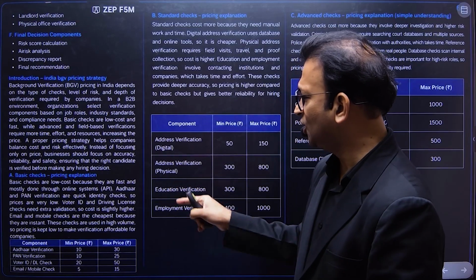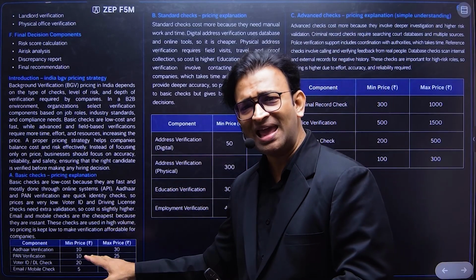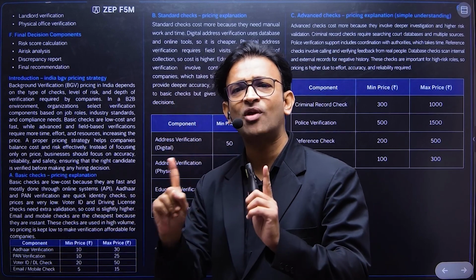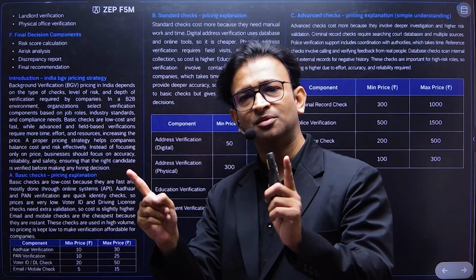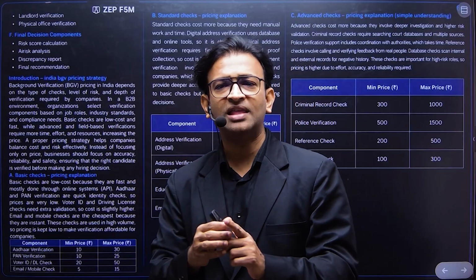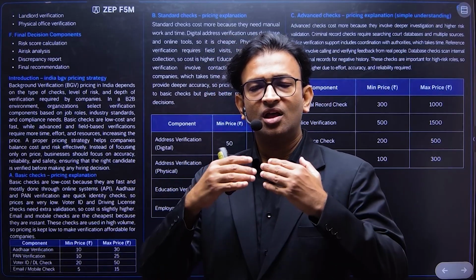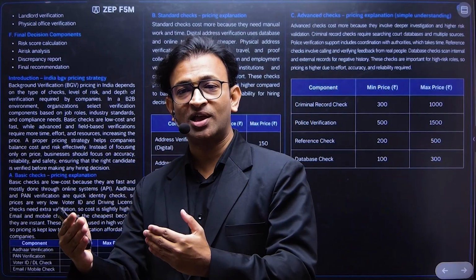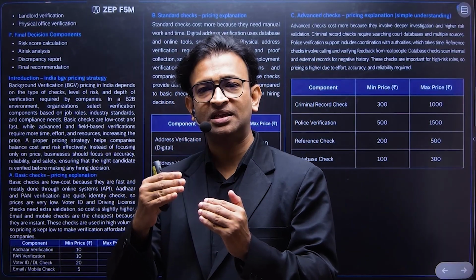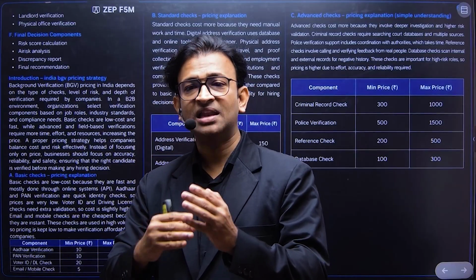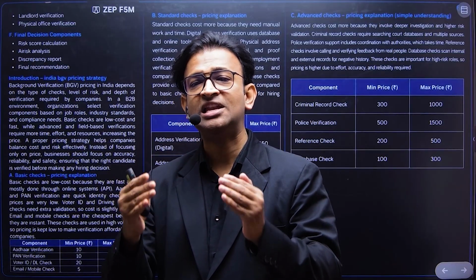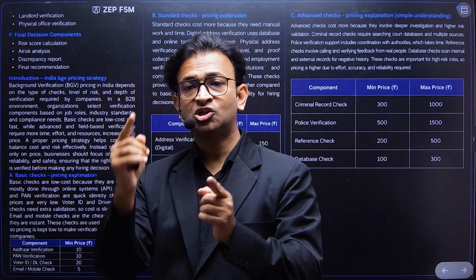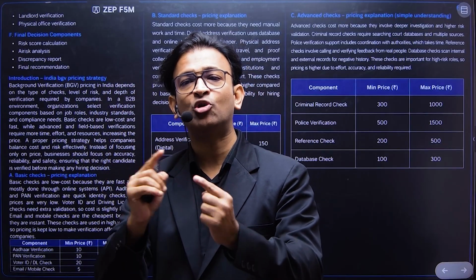Now, let us look at this table, which explains very clearly the different components and the price range from minimum to maximum. It has to be understood that if a company gets high-volume reference checks, then the price automatically becomes lower. And if the reference checks come in low numbers, then the price automatically gets higher. So it's always inversely proportional.